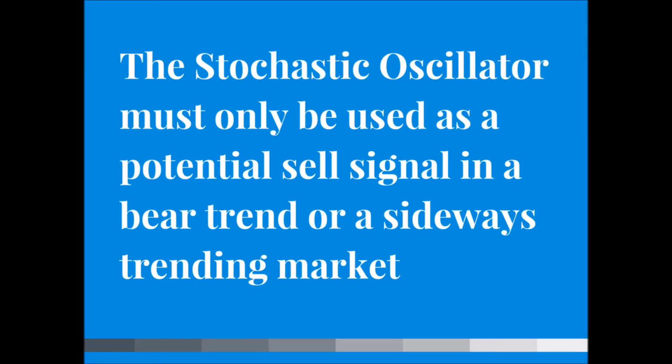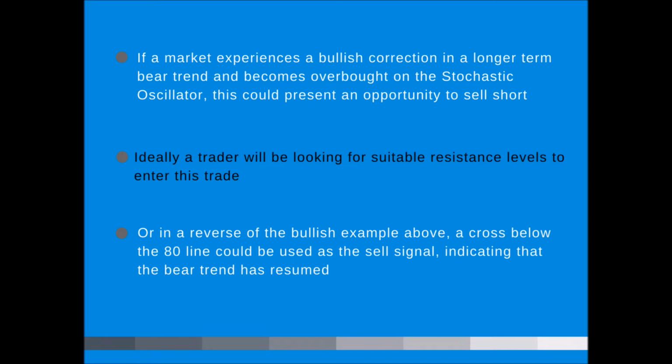The stochastic oscillator must only be used as a potential sell signal when combined with other technical analysis tools in a bear trend or sideways trending market. If a market experiences a bullish correction in a longer term bear market, so the price has been trending down, we see a good bounce, and it becomes overbought on the stochastic oscillator, this could present an opportunity to sell short again. Ideally, a trader will be looking for suitable resistance levels to enter this trade, not just sell it because it happens to have become overbought.